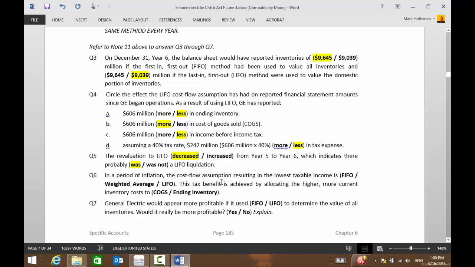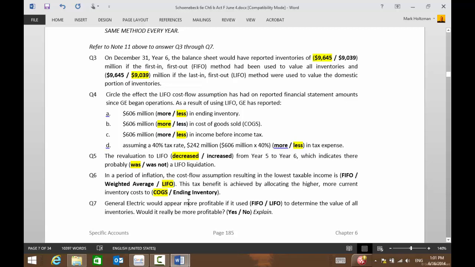In a period of inflation, which cost flow assumption would give you the lowest taxable income? FIFO, weighted average, or LIFO? LIFO. This tax benefit is achieved by allocating the higher, more current inventory costs where? Where do the higher costs go? To cost of goods sold or to ending inventory? Cost of goods sold.